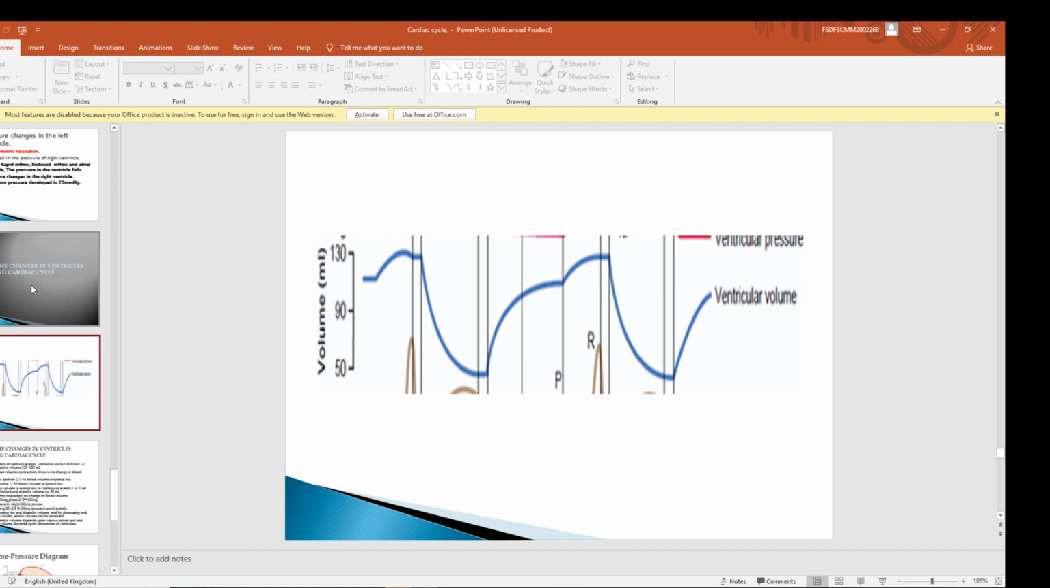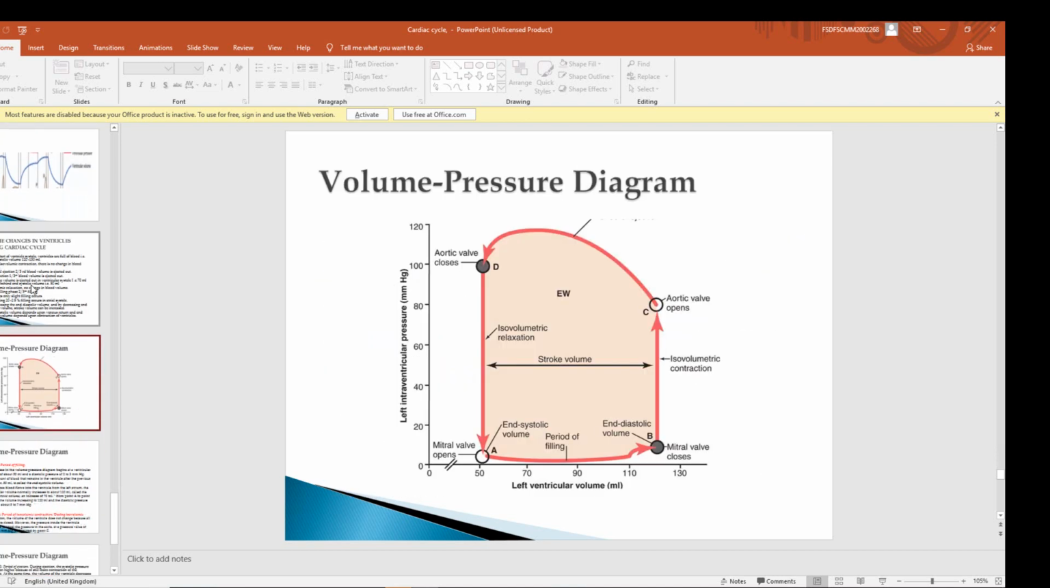So you can see the volume changes, how much the volume is, how it is in systole, how it is in diastole, and this is how it is made stepwise.